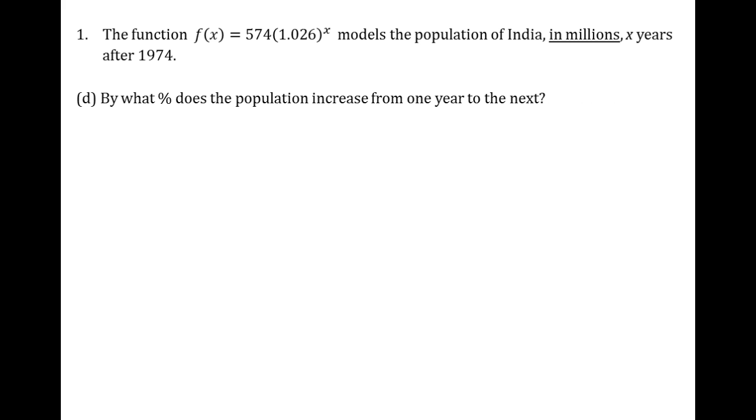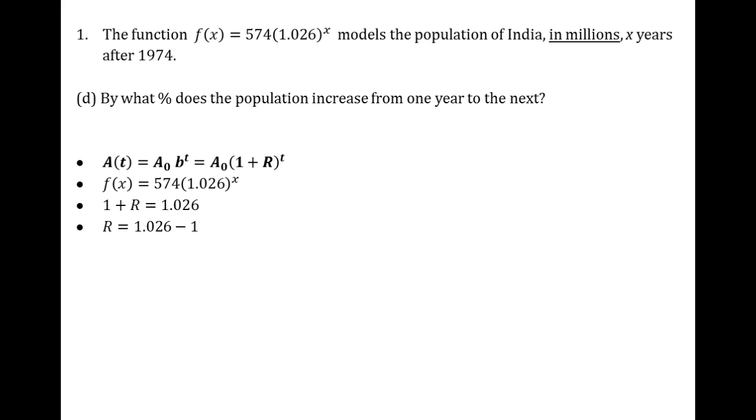The last part wanted to know by what percent does the population increase from one year to the next. For that, we have to remember that for these exponential models, we can always take the base b and write it as 1 plus a number I've called capital R, where that represents the percent growth or decay. In our case, our base is 1.026. So we set that equal to 1 plus r, and then solve that linear equation by subtracting 1 from both sides to get that r is 0.026. Converting that to a percentage, we get it's increasing by 2.6% from one year to the next.